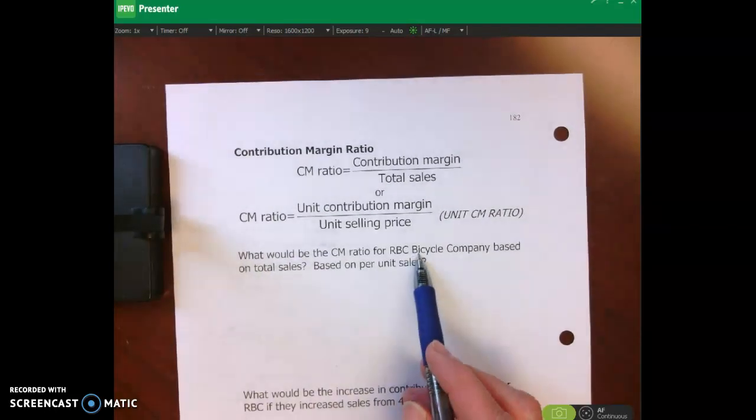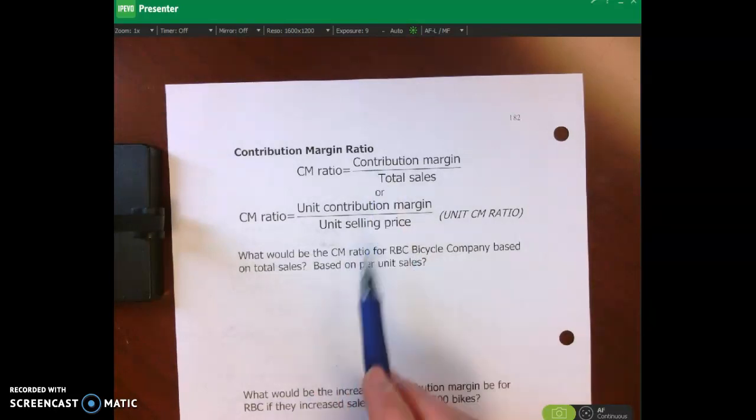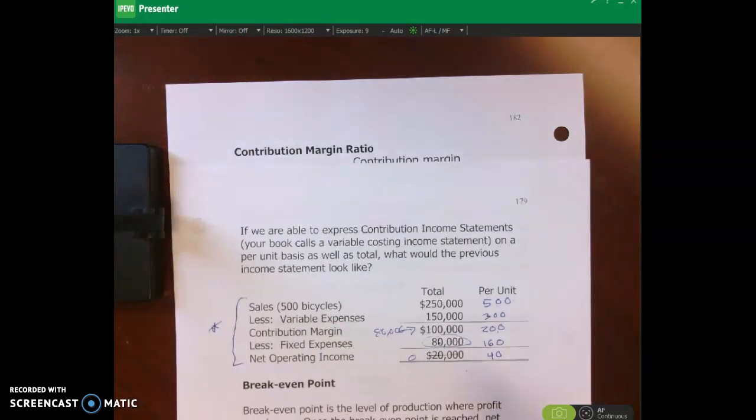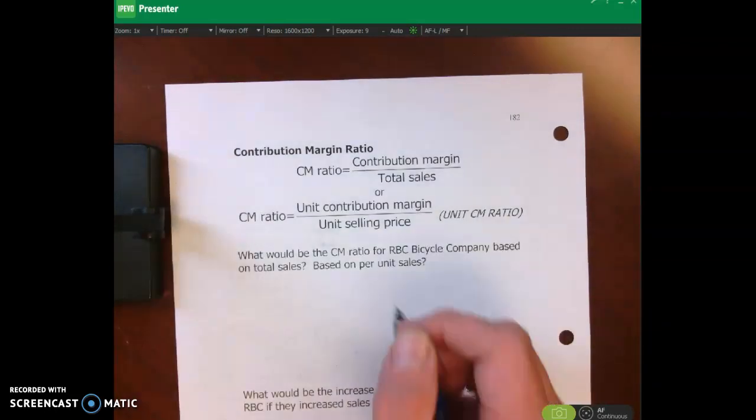So when you look at our RBC bicycle, what would be the contribution margin ratio based on total sales? I'll come back over here to page 179, and I take my 100,000 divided by my 250.